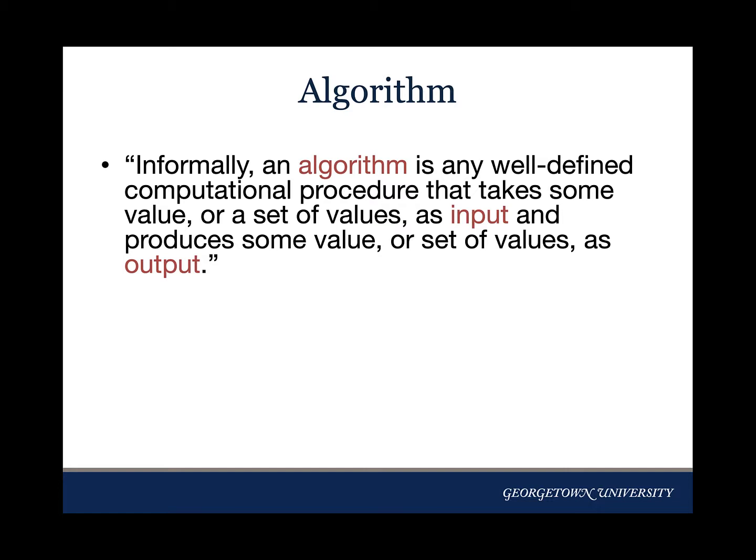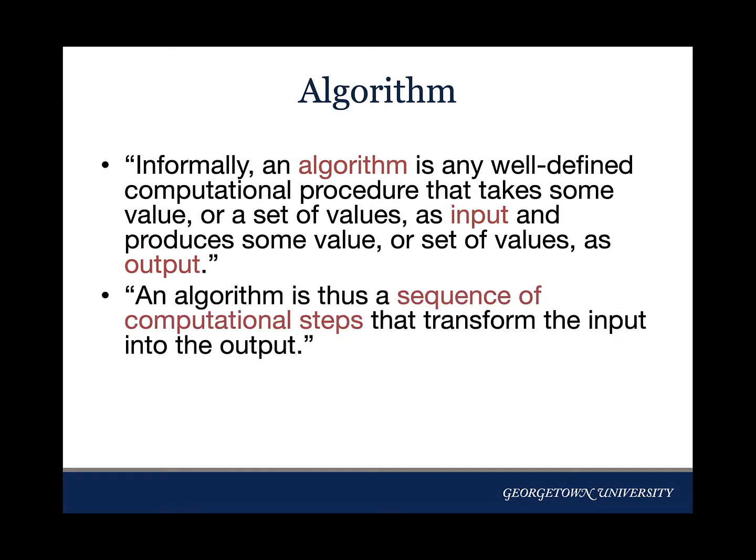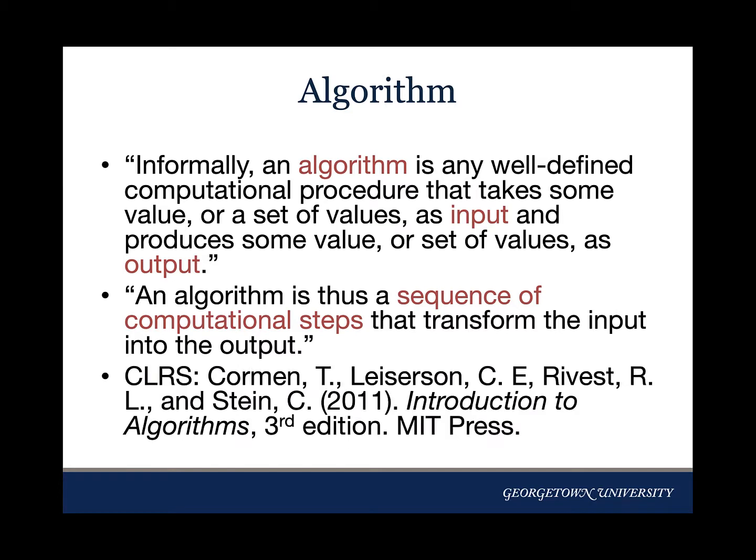And it takes some value as input, or it could be a set of values, and it produces some value or set of values. And this is what we call output. So that means that an algorithm is just a sequence of computational steps that transform the input into the output. And this is from a very authoritative book. We use it in our curriculum. Most universities use it in their curriculum. If you look around, informally it's known as CLRS.